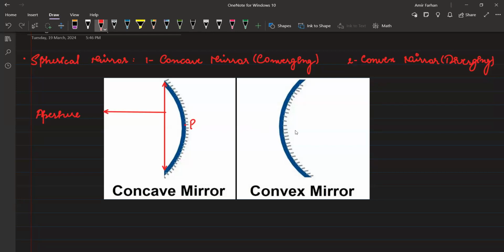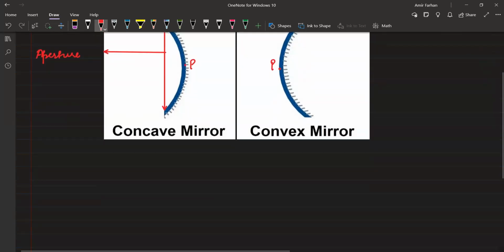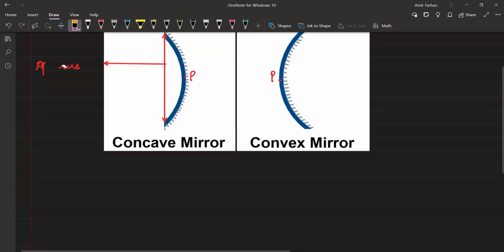Any doubt? No, sir. Very good. So this is pole. Okay, so let's use this thing. Sir, how do you spell aperture? A-P-E-R-T-U-R-E. I know my writing is not that good, so it is a little difficult to understand.